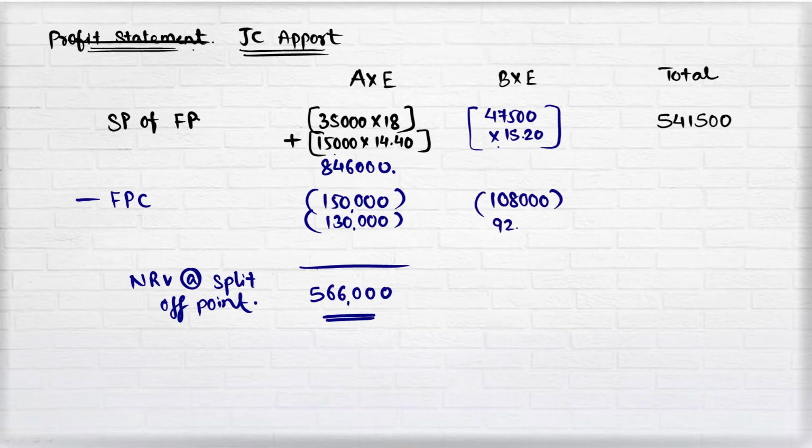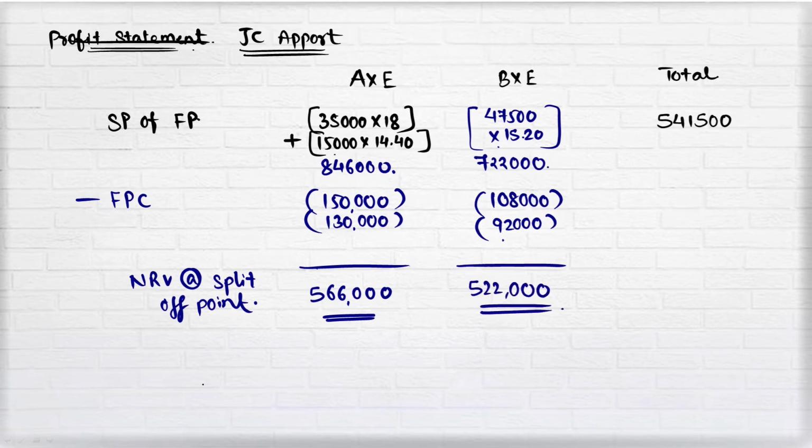1,08,000 and 92,000 is 2,00,000. What is the total of 47,500 into 15.20? 7 lakh, minus 2 lakhs, right? 5,20,000. 5,41,500 will be distributed in the ratio of 566 is to 522, which is the NRV of both the products.